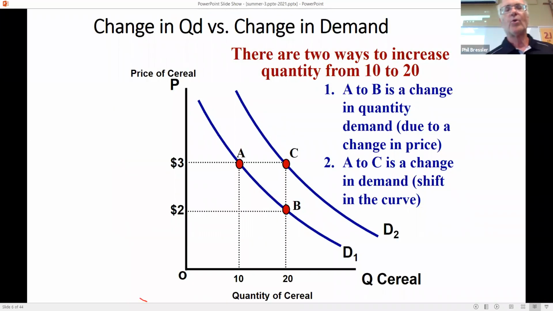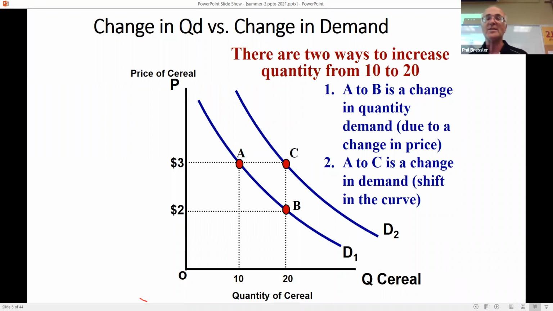Okay, a change in quantity demanded is a change in price of the product. So you're going from A to B. The change is only at one given price. So a change in quantity demanded would be a change in price of the product. So quantity demanded only changes, like at $2 at point B.